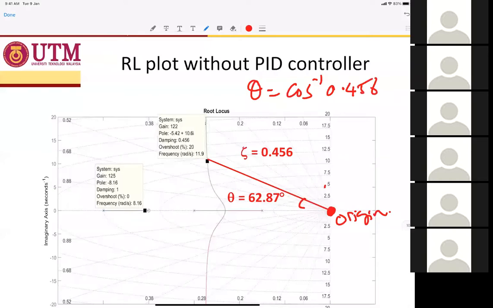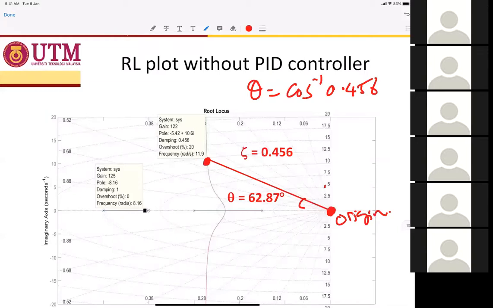So the dominant pole now is the point where the root locus intersects with the zeta 0.456. So what is the value of the dominant pole from the plot? Minus 5.42 plus 10.6 j.